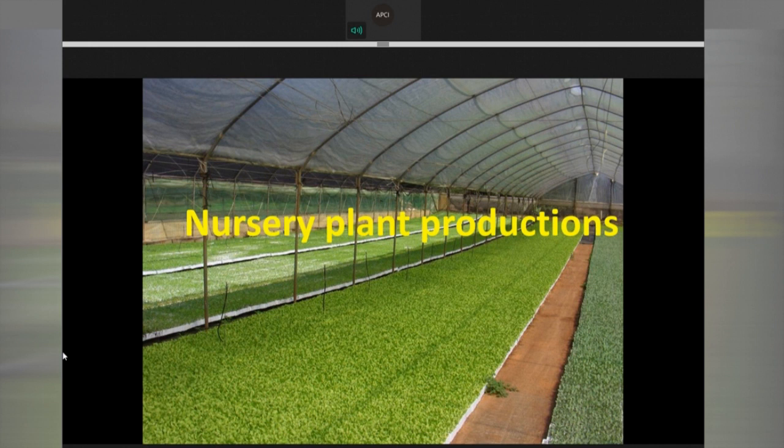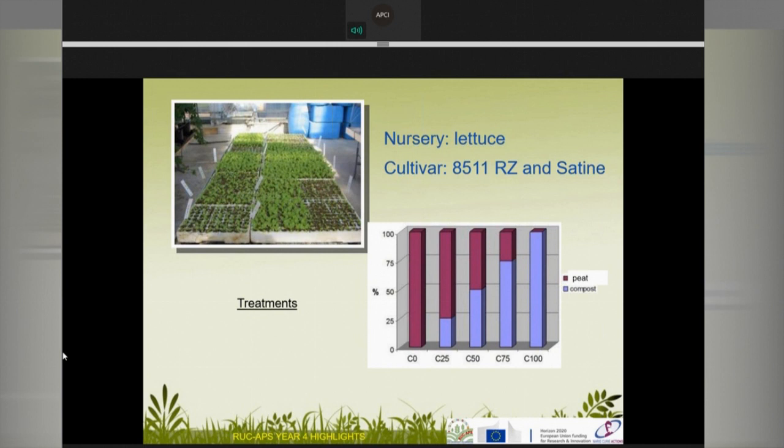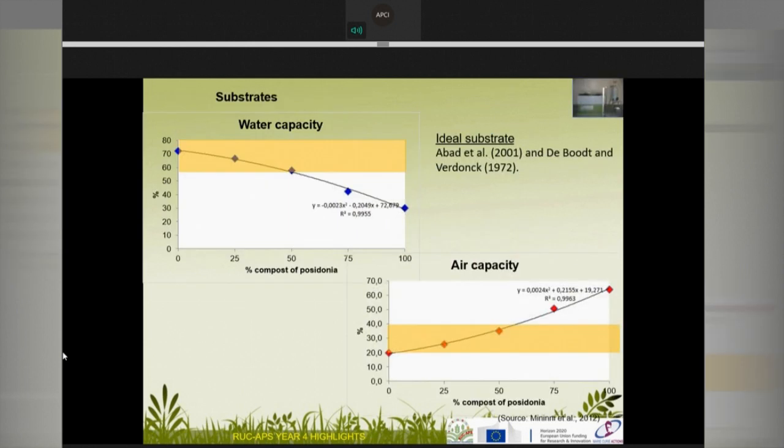The first application regards nursery plant production. In this trial, lettuce seeds of 2 cultivars were grown on polystyrene plug trays filled with 5 growing substrates obtained by mixing a peat-based commercial substrate with increasing percentages of Posidonia-based compost. The results demonstrated that increasing the compost percentage in the mixture modifies physical characteristics, decreasing water capacity, but increasing air capacity and also porosity.